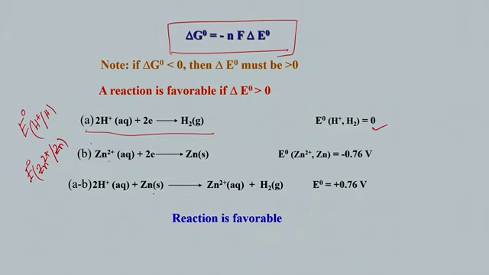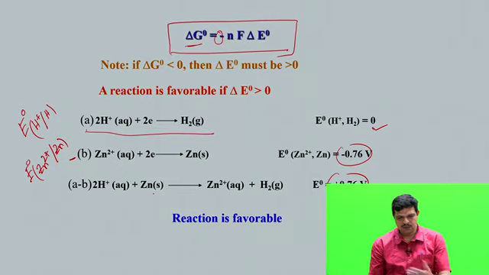As I have just reversed it, this minus value will become a plus value, and you put it here in nF delta E0. As it is positive, delta G will be negative because of the minus sign. So, that means this reaction is favorable, and spontaneous.